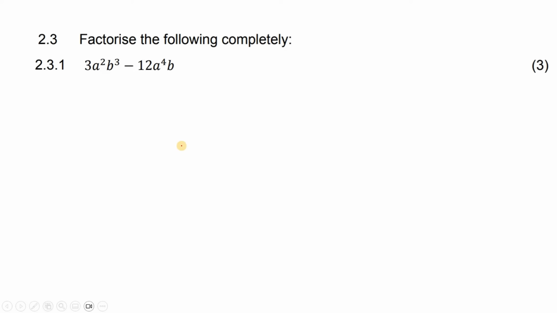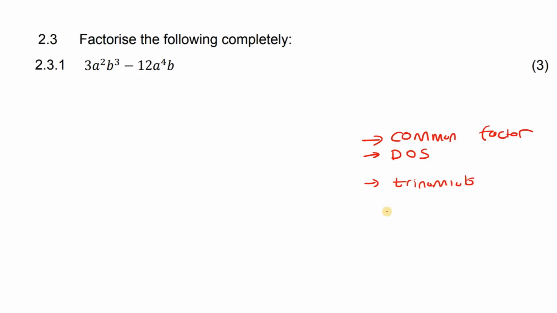Factorize. Right, so remember, the first step with any factorizing is to always try to take out a common factor. Only after that would you then start looking at difference of squares, trinomials, grouping, things like that. But step 1, I always want you to try do a common factor.